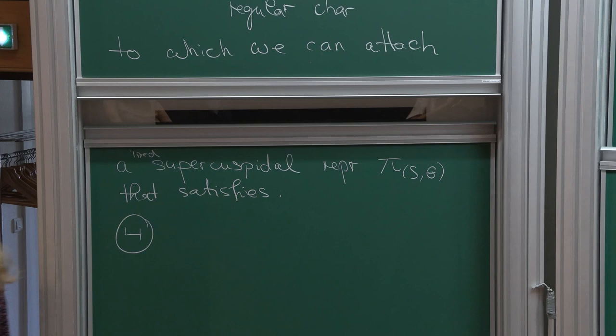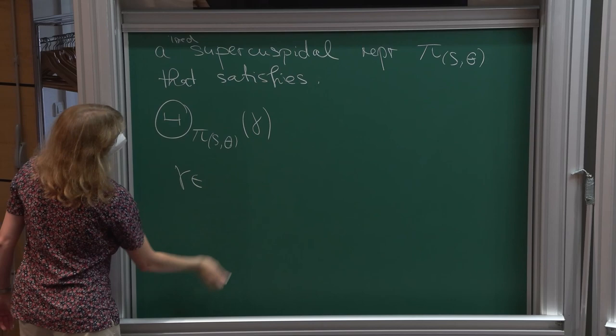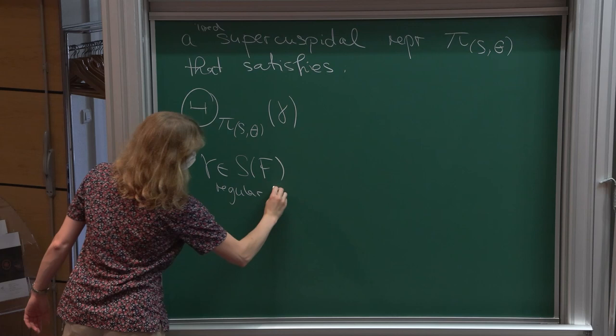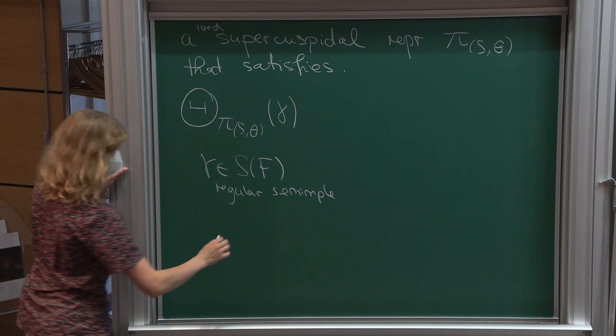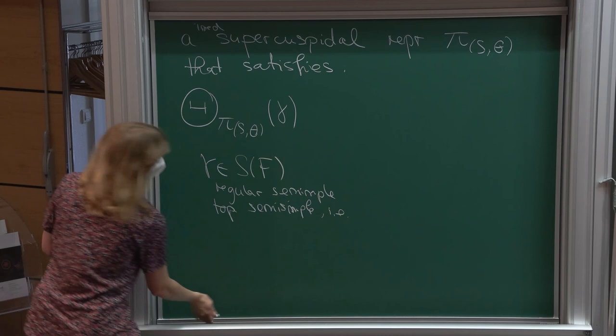so the character of this representation, if we calculate this at gamma, what is gamma? Gamma is, that's inconvenient. Gamma is an element of our torus that is regular, semi-simple. And moreover, we want this element to be also topologically semi-simple. And topologically semi-simple means, i.e., it should have finite order mod center co-prime to p.